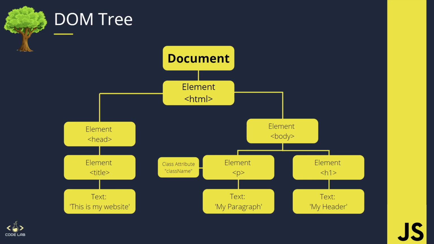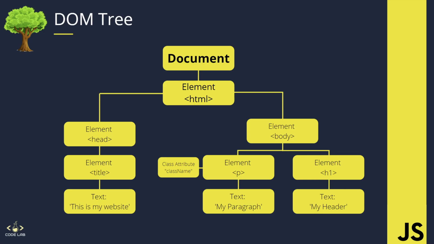Now the head and body elements are what you would call siblings, since they're on the same level in the DOM tree. Underneath the head element you see it has one child node, which is the title element, and the text, "This is my website," is a child node of the title element, and these relationships are similar over the other side, where the body element is the parent to the paragraph and the h1.